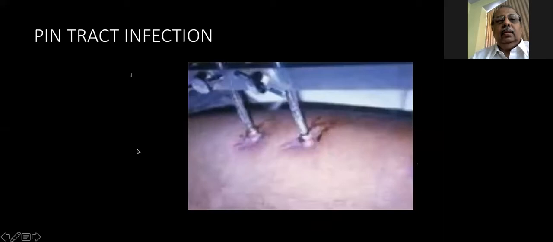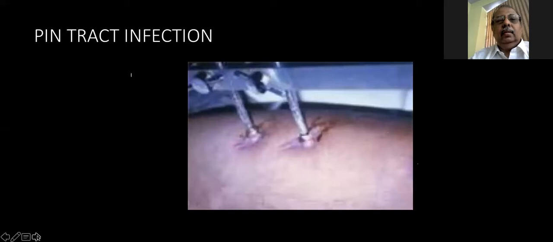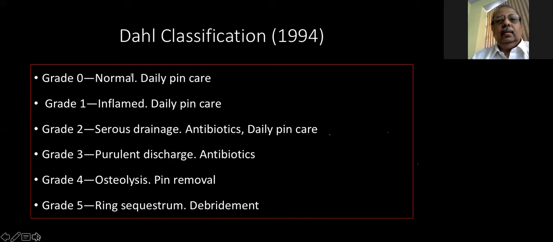The complications, mainly it is the pin track infection. Pin track infection, they may ask regarding the classification. This is one classification that is commonly used. Grade 1 is inflamed. Grade 2 is serous discharge. Grade 3 is purulent discharge. Grade 4 is osteoarthritis. And grade 5 is ring sequestrum.